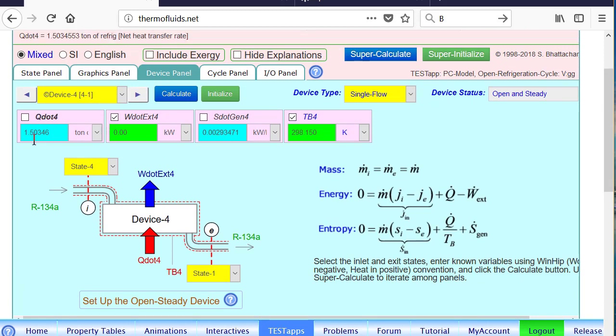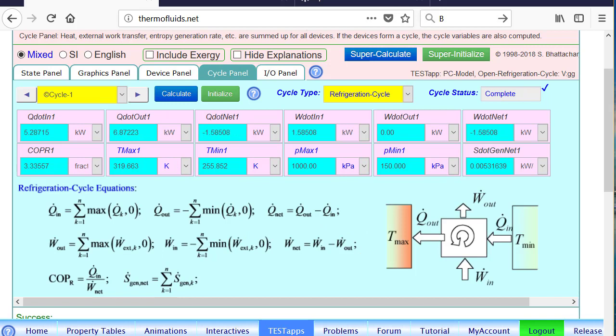And of course, we could go to the cycle panel, and because the cycle is complete, we could pick our answers up here too. For instance, Q dot in is our desired answer in kilowatt, but you can switch it to tonnage. W dot in is the work that has gone in. This is the compressor work. And all the other quantities you can find. What is the maximum temperature in the cycle, minimum temperature in the cycle, etc. Or more importantly, what is the COP? Notice that the COP is about 3.33 for this particular cycle.